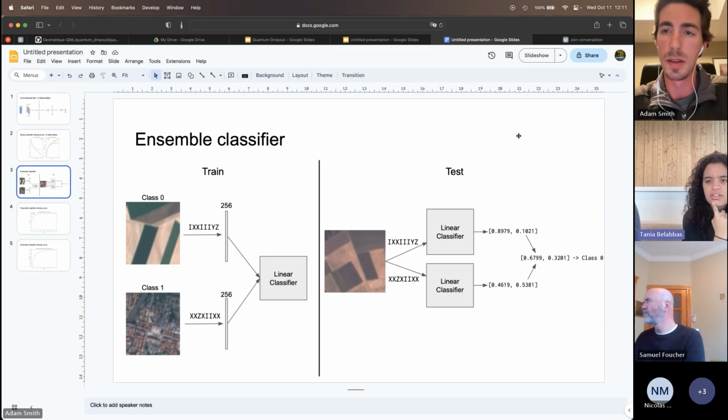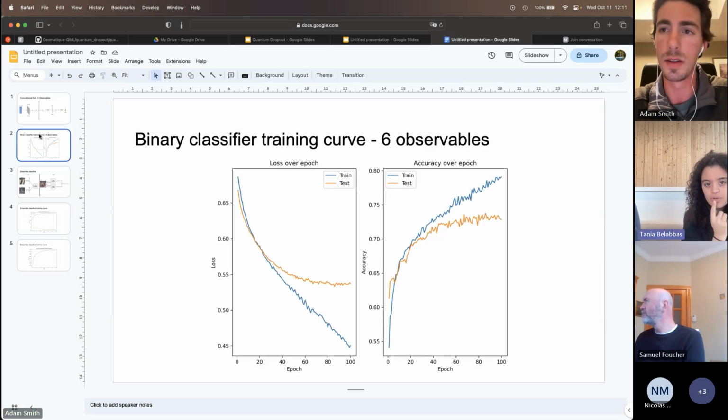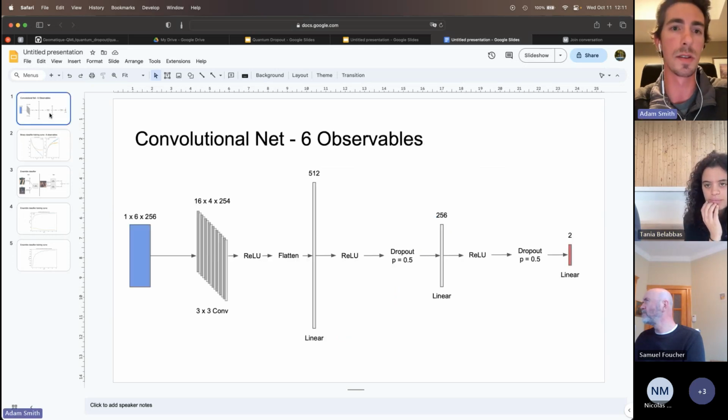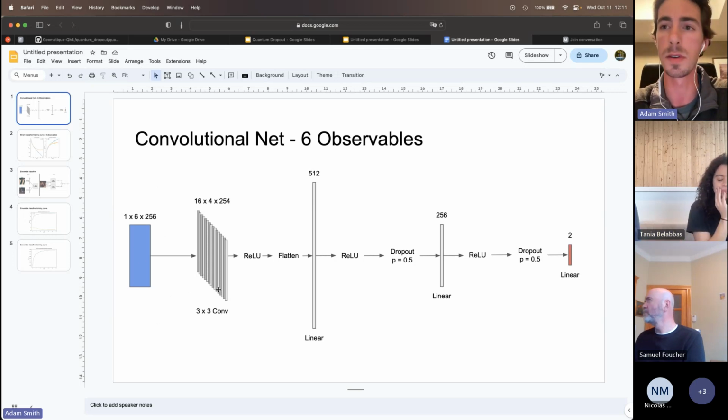So in your second slide, you mentioned here 6 observables. Did you use the same observable regardless of class? So this was using the same 6 observables for every class, and then just stacking the distributions together into an array, sort of, and then using, yeah.